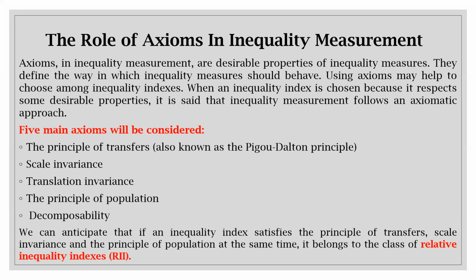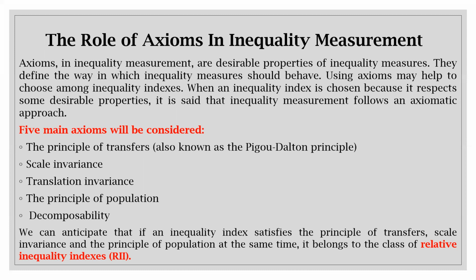First we have the principle of transfer, also known as the Pigou-Dalton principle. This principle of transfer concerns the transfer of income from rich to poor or poor to rich. This is well understood from when you studied taxation principles, where we have this Pigou-Dalton approach on what type of taxation will be imposed on the people of a particular country, those who have the resources or those who are deprived.